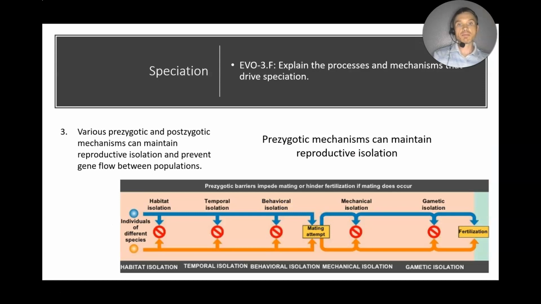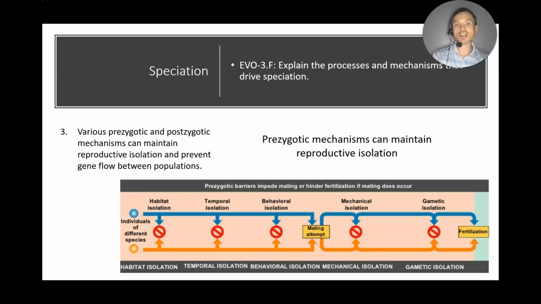So in order for speciation to happen, there are what we call the prezygotic and postzygotic mechanisms. And these can maintain the reproductive isolation and prevent gene flow between populations. This is how species form. For our instance here, we're going to assume that prezygotic occurs before the egg is fertilized, and postzygotic is after fertilization happens. So the prezygotic barriers impede mating or hinder the fertilization if mating does occur.